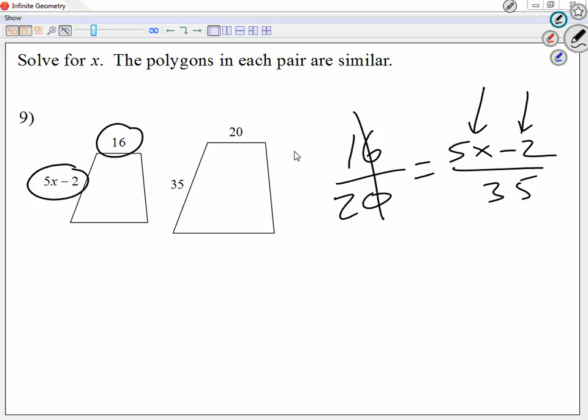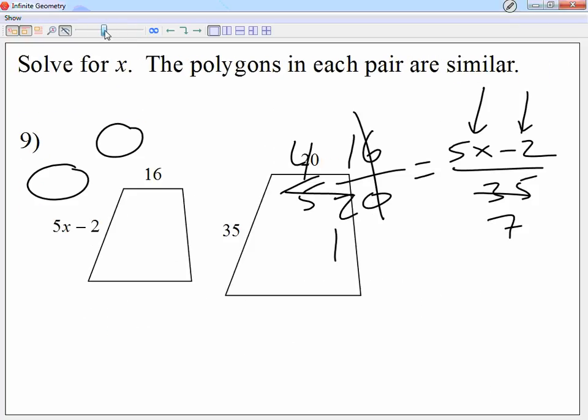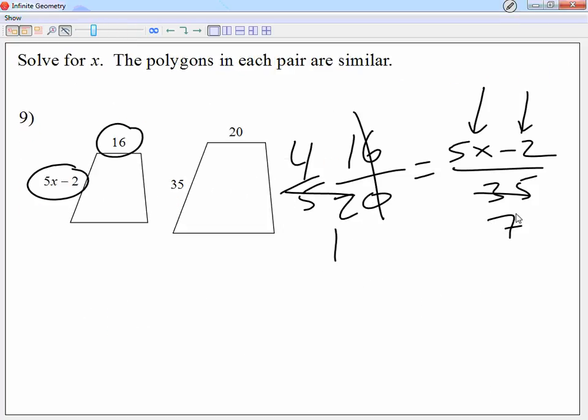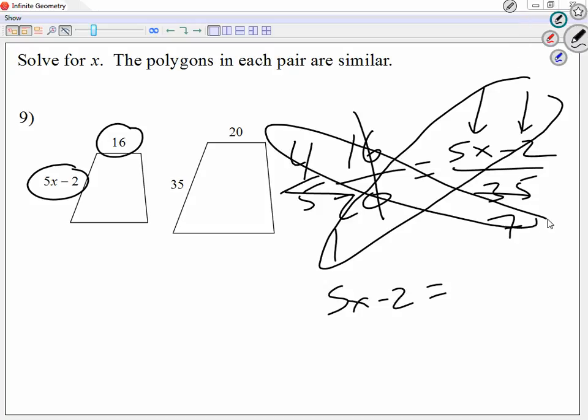16 over 20, let me call that 4 over 5. I can also simplify sideways. 5 and 35, let me call those 1 and 7. So now when I cross multiply, make sure you multiply the 1 to both. So I get 5x minus 2. On the other way, I get 28. I'm just cross multiplying. The rest is just algebra. If 5x minus 2 equals 28, what's x? X equals 6.